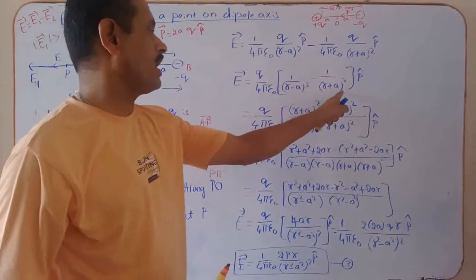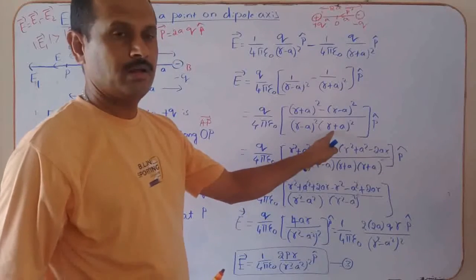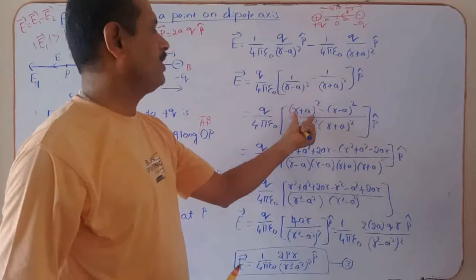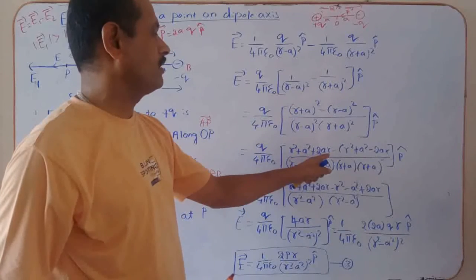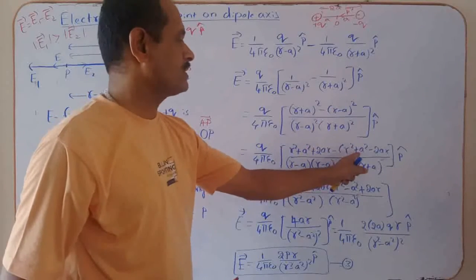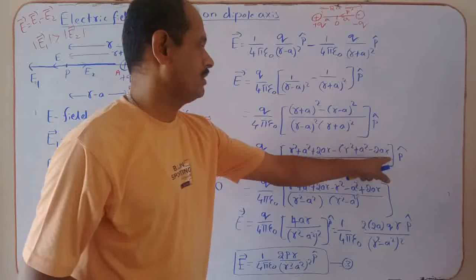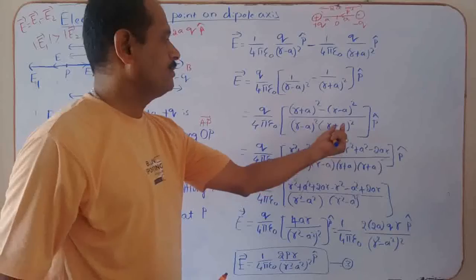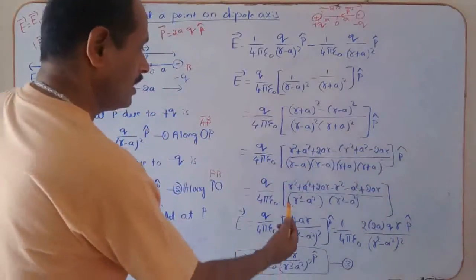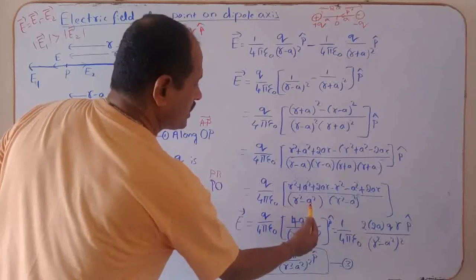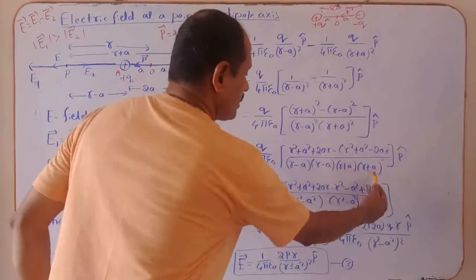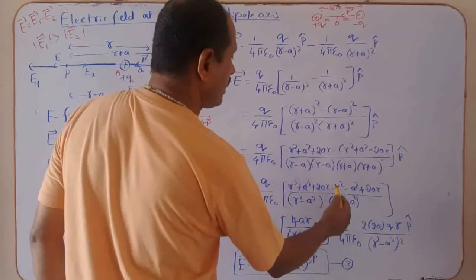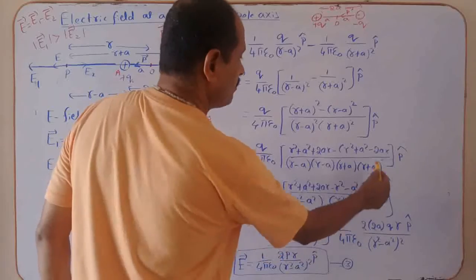Now q is common. The LCM is (r minus a) whole square into (r plus a) whole square. The numerator is (r plus a) whole square minus (r minus a) whole square. Now expand: r square plus a square plus 2ar, minus r square plus a square minus 2ar. P cap is common. The denominator: split (r minus a) whole square as r minus a into r minus a, and (r plus a) whole square as r plus a into r plus a. That gives (r minus a)(r plus a), which is r square minus a square, and another r square minus a square. Now we take the numerator terms: r square plus a square plus 2ar minus r square minus a square plus 2ar.